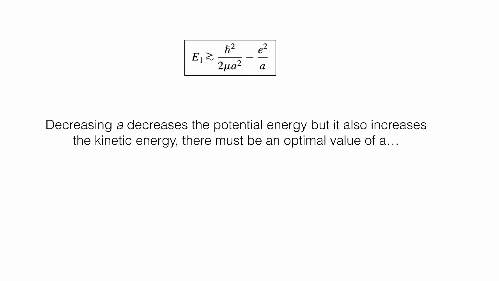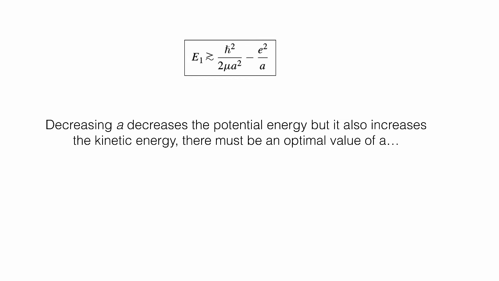Now, what is nice is that if a decreases, the potential energy will also decrease, but the kinetic energy will increase. So if you try to bring the electron too close to the proton, the potential energy is going to go down. That's nice, but the kinetic energy is going to go higher and higher and higher. In fact, it's going to go higher as 1 over a squared. So clearly there must be an optimal value of a that makes this the most stable. So you want to minimize the kinetic energy and maximize the attraction between the electron and the proton.